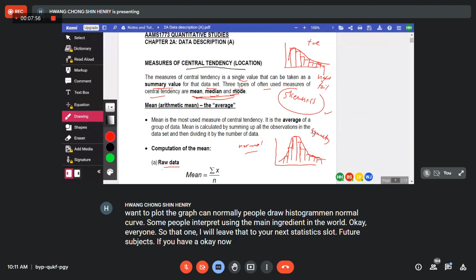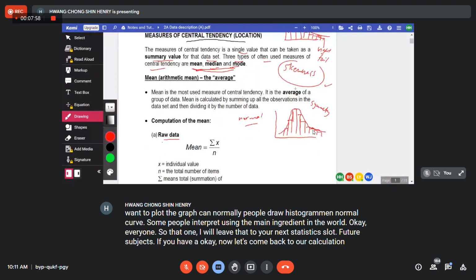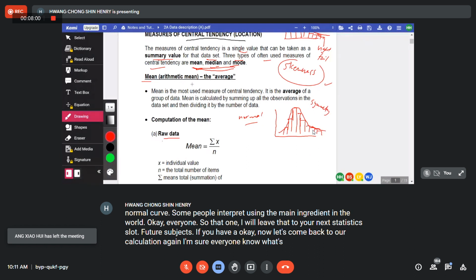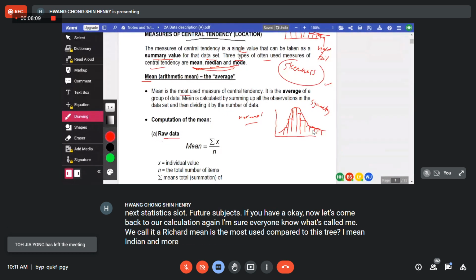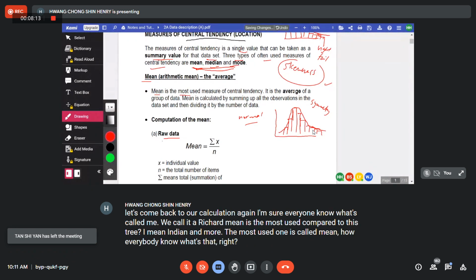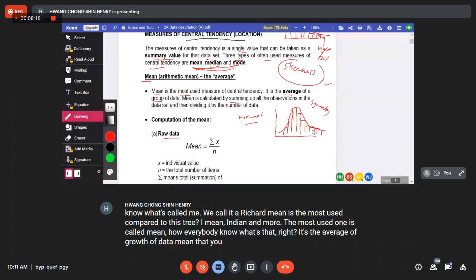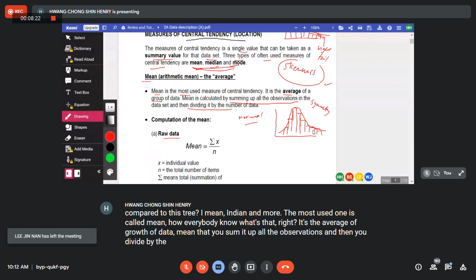Okay, now let's come back to our calculation. I'm sure everyone knows what is called mean. We call it average. Mean is the most used compared to these three, mean, median, and mode. Everybody knows what that is, right? It's the average of a group of data, meaning that you sum up all the observations and then you divide by the number. Let's say I have x1, x2, x3, x4, x5.